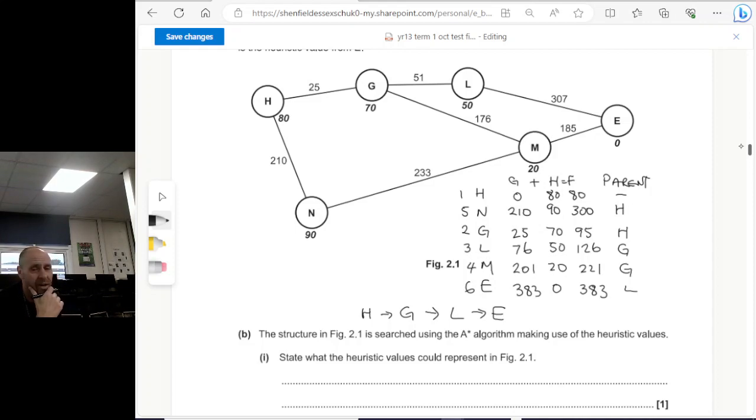Any more questions on that? Try and stick to this, G, H, F. But you must do this bit with the numbers. You must show the order you visited. And it's also for you, so you can go back and double check yourself. Right, I'll stop that one.